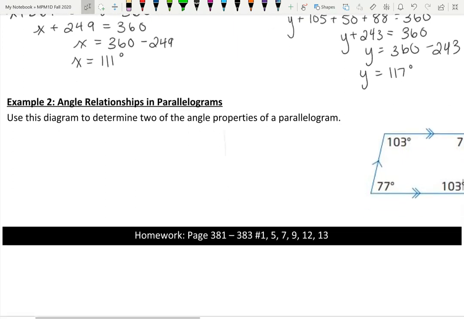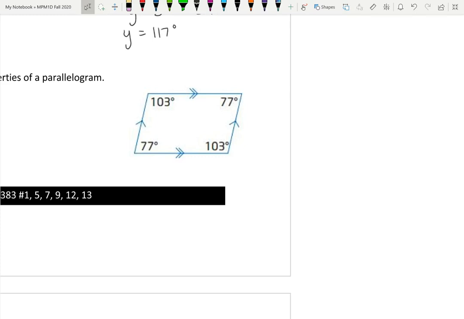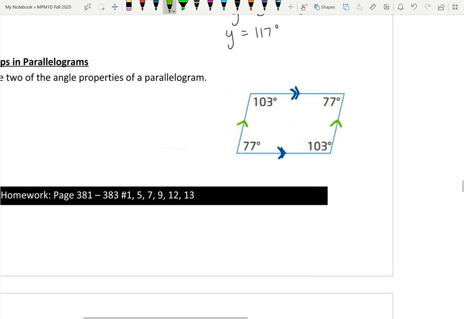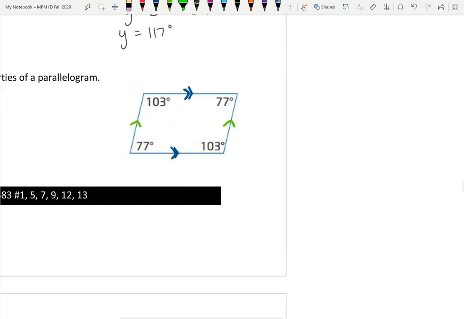Use this diagram to determine two of the angle properties of a parallelogram. So here's a parallelogram. We're just going to determine two properties. Well, these double arrows indicate that those sides are equal. And these single arrows indicate that those two sides are equal. But it's asking us about angle properties. So those are sides, so let's look at the angles now.